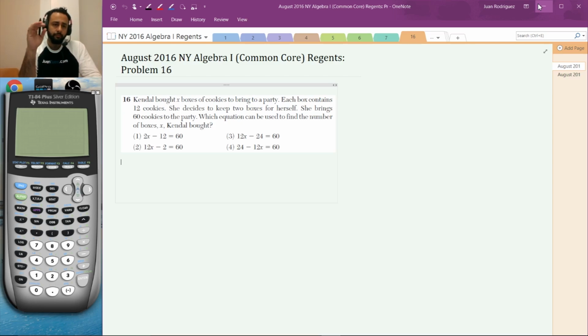Here's the problem. Kendall bought x boxes of cookies to bring to a party. Each box contains 12 cookies. She decides to keep 2 boxes for herself. She brings 60 cookies to the party. Which equation can be used to find the number of boxes x Kendall bought? 2x minus 12 is 60, 12x minus 2 is 60, 12x minus 24 is 60, or 24 minus 12x is 60.